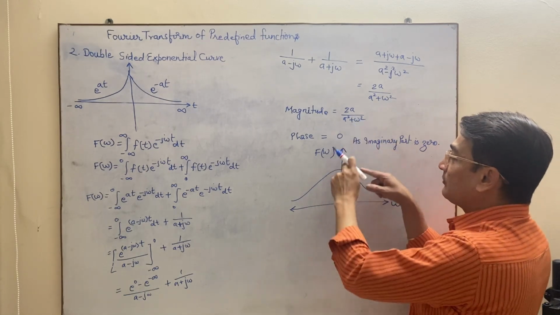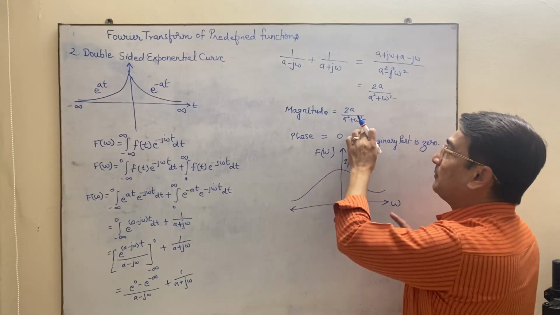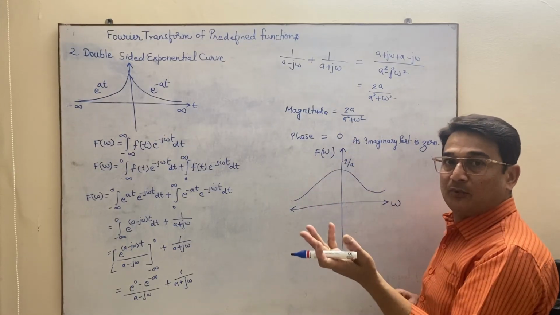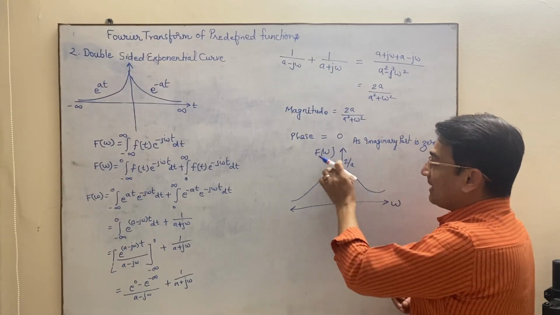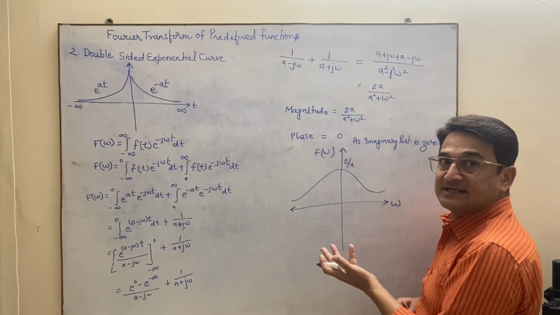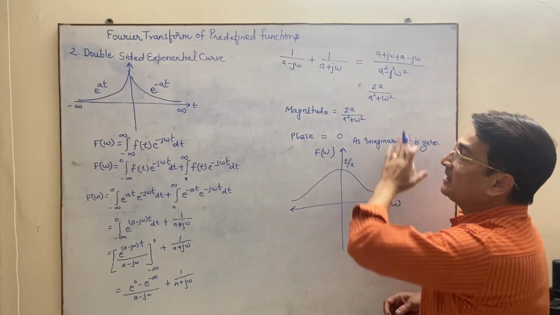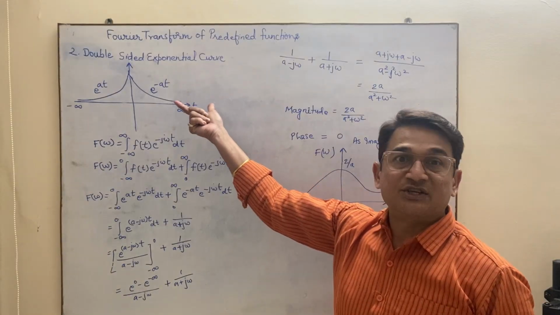Then increase the value of omega, the value starts decreasing in this manner symmetrically, because for both omega positive and negative value, the value remains equal. So it will start decreasing in both the direction. This is what the magnitude spectrum is. Obviously the phase is 0, so there is no phase plot. This is what the Fourier transform of double-sided exponential curve is.